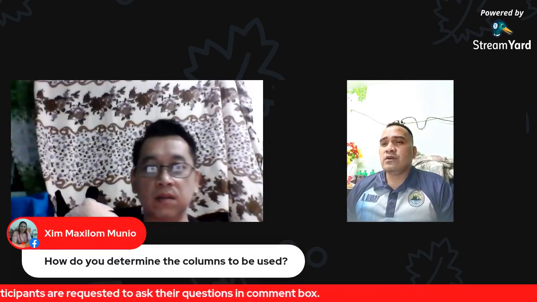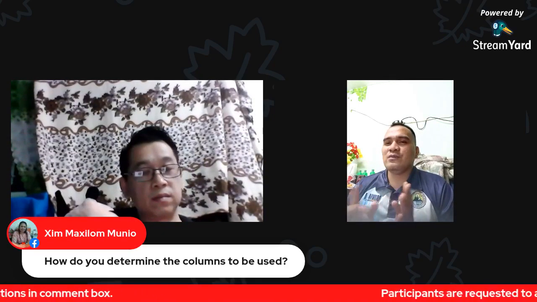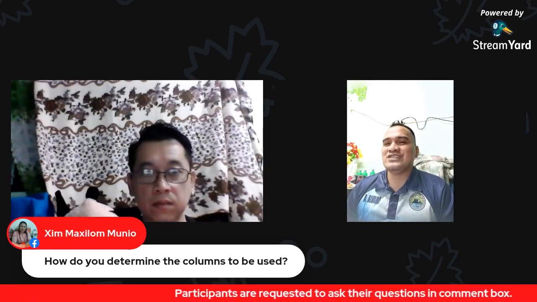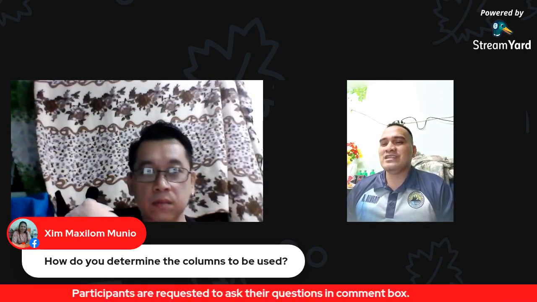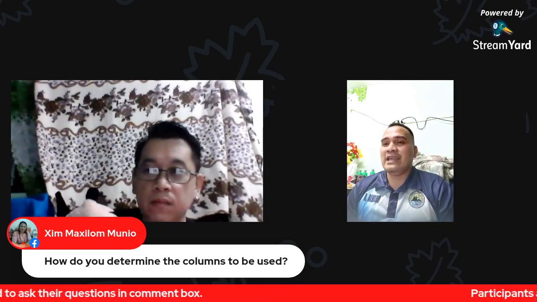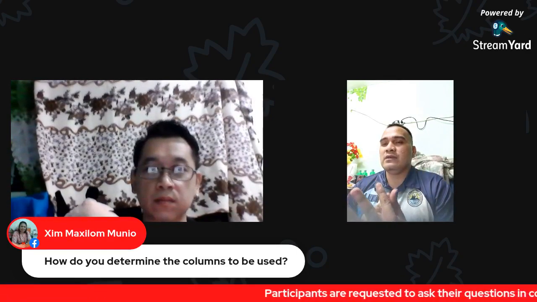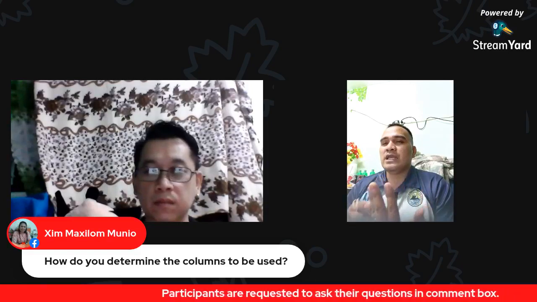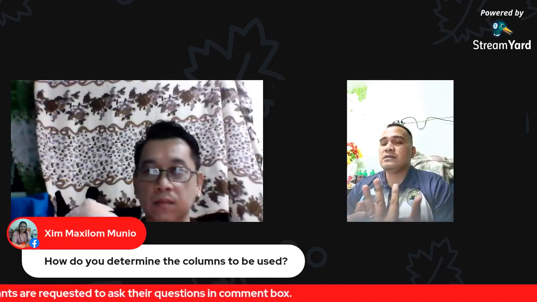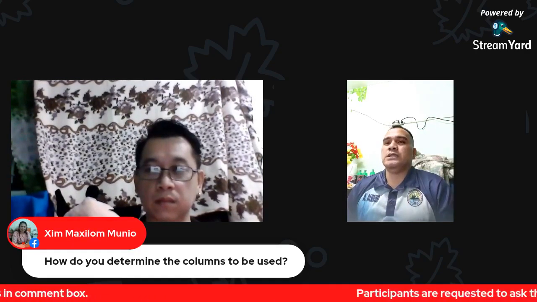How do you determine the columns to be used? Yes, ma'am. Thank you, Ma'am Maxi Lumunyo, my head teacher in mathematics in Gordon National High School. To determine the columns to be used, for example, you have x squared multiplied by x cubed. For x squared we have 2, and for x cubed we have 3. So 2 plus 3 is 5, and then add the constant, so you have 6. So you have 6 regions or columns for that one.